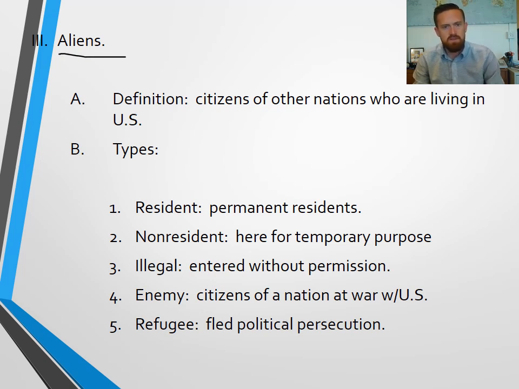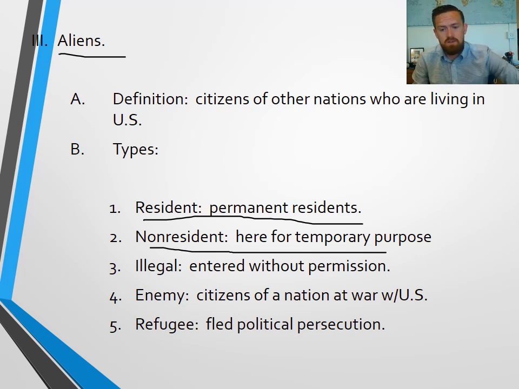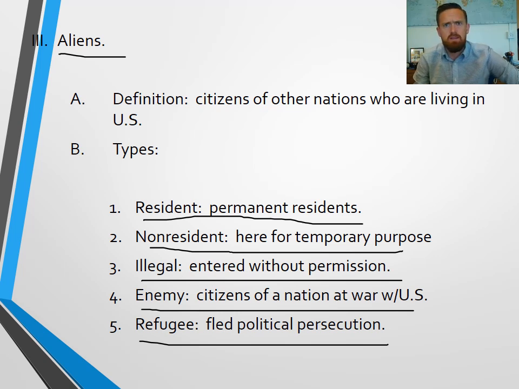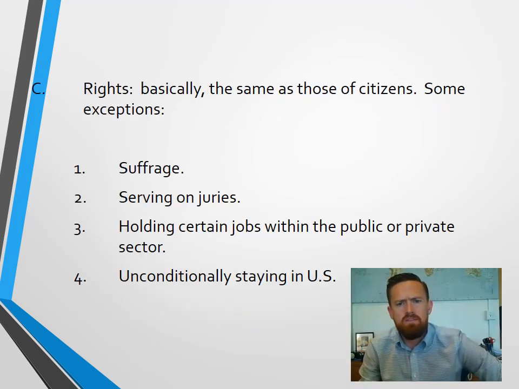All right, there are different types of aliens in this country, and I don't mean the guys that come in UFOs. An alien is a citizen of another nation who's living in the United States. There are resident aliens, which means they're kind of allowed to be here, permanent residents. There are non-residents that are here just for a little while. There are illegal aliens. I think that's a word we have heard a lot in California, people who enter the country without permission. There are enemy aliens, citizens of a nation that we are at war with. And there are refugees who fled political persecution. In this case, in their country they were in danger, and so we allowed them to come here under refugee status.